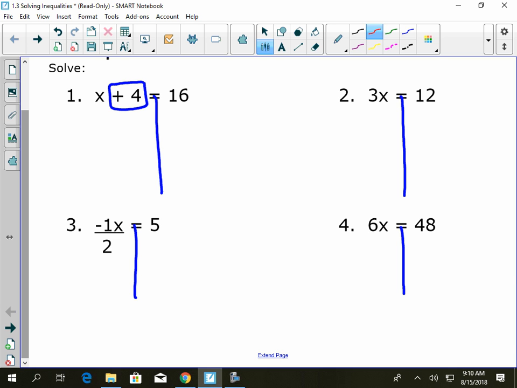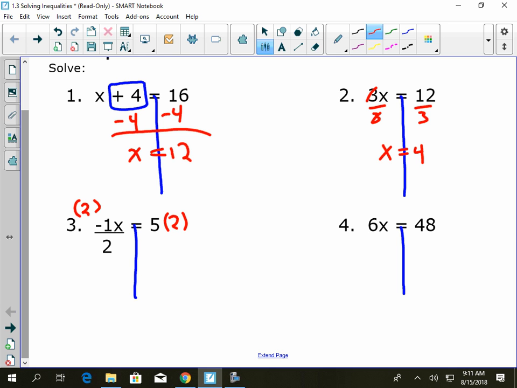So, here it is. I have to get rid of that loner first. I'm going to subtract 4. X equals 12. Number 2, I'm going to divide by 3. X equals 4. Number 3 is the tricky one. This is a fraction. How do you get rid of a fraction? Multiply by the bottom number. Now, if you learn something different, that's fine. These 2's cancel, leaving me negative 1x equals 10.